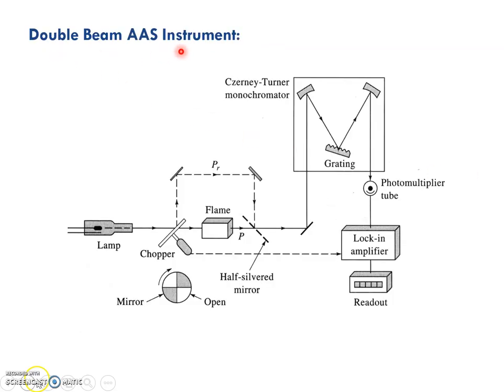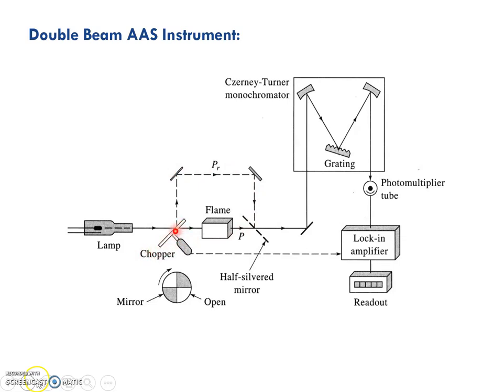For double beam AAS instrument, from the names, we know that it has a double beam. Yeah? But basically the component is almost the same. We have radiation source, we have a flame or sample, we have wavelength selector or monochromator, data detector, and data processor. But the difference between double and single is here.